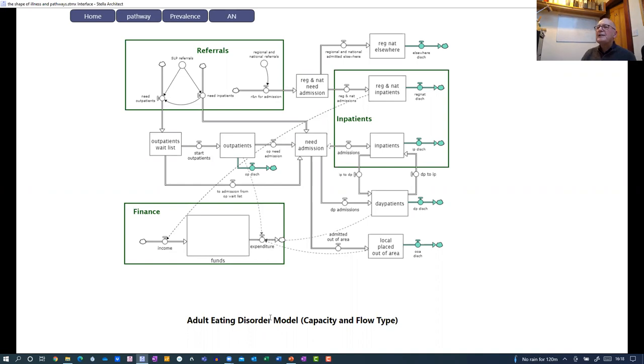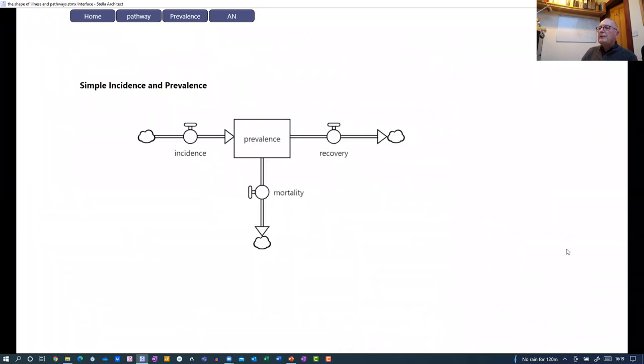there was this question about prevalence. Who is this for? So that's the pathway model. What we mean by prevalence, to put it really simply in stock flow terms for anyone who hasn't thought about it, is that prevalence is a stock. It's the number of people at any given time who have got a condition, and it's fed by incidence, and it's drained by recovery, and sometimes also by mortality. So that's the logic here, the logic of the condition, not the logic of the service.